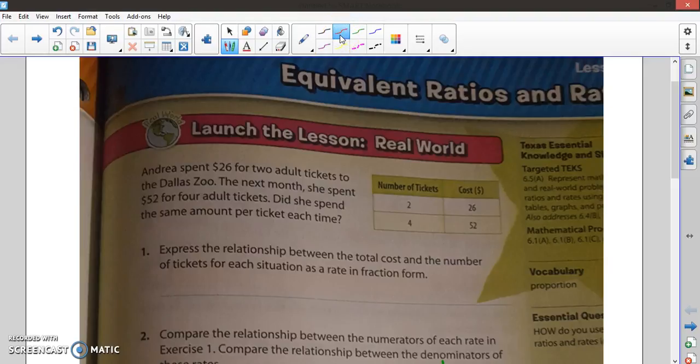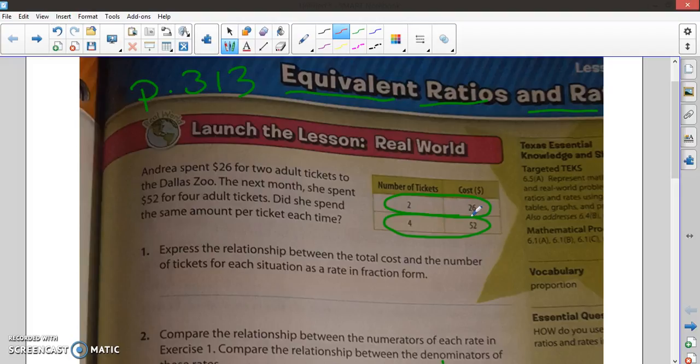Okay, guys. So you should turn your book to page 313, and we're going to learn about equivalent ratios and rates. So I'm going to go ahead and read the first problem, and then I'll give you further instructions. It says, Andrea spent $26 for 2 adult tickets to the Dallas Zoo. So you can see that right here. The next month, she ended up paying $52 for 4 tickets. So we're going to find out did she spend the same amount per ticket each time.